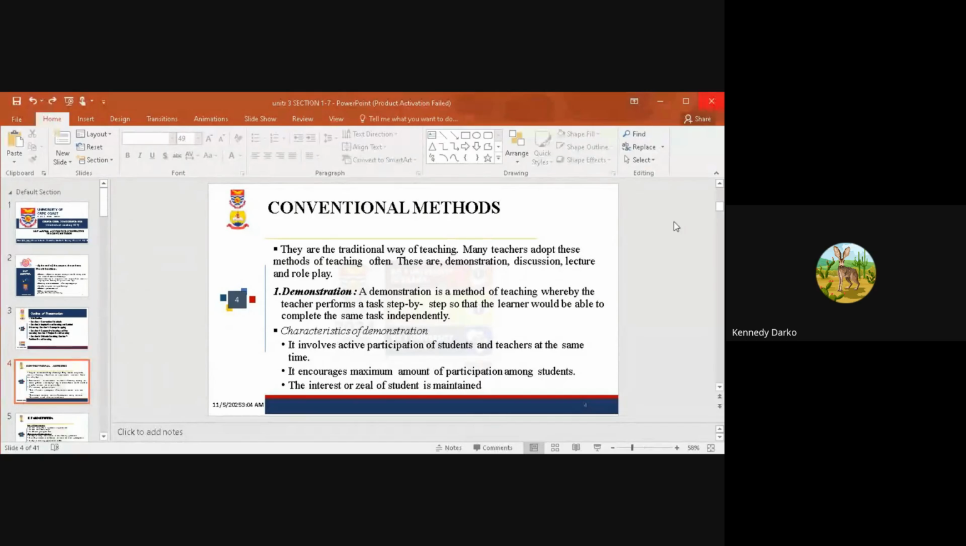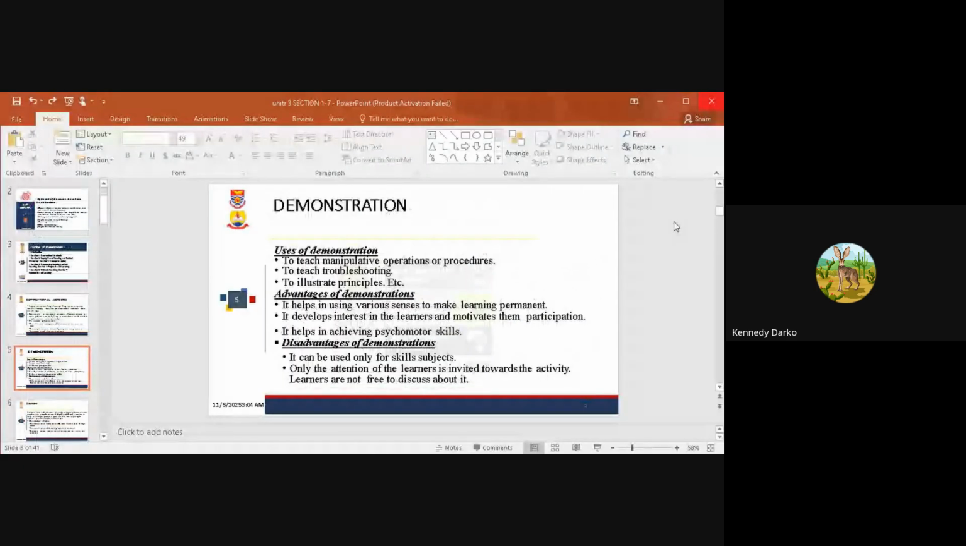Then the interest or zeal of students is maintained. Once you perform the thing, you ask the children to do it and they are able to complete it, they become so happy. So when you give them more, they are able to do that.